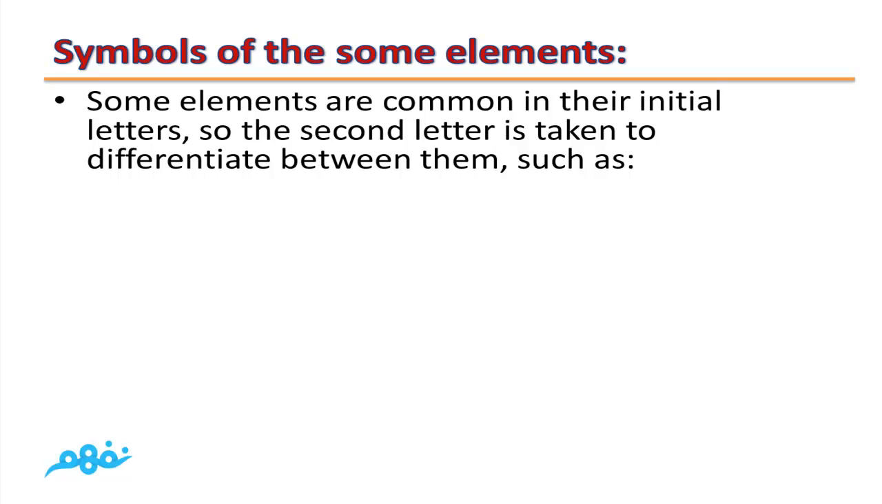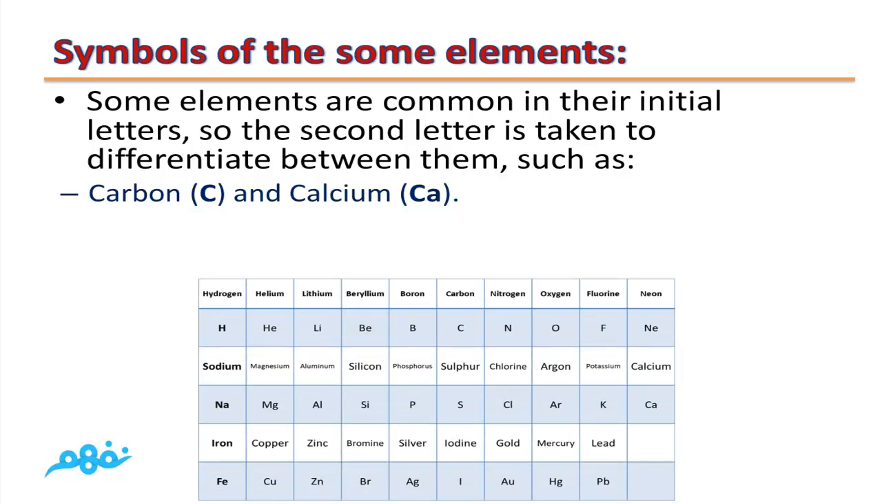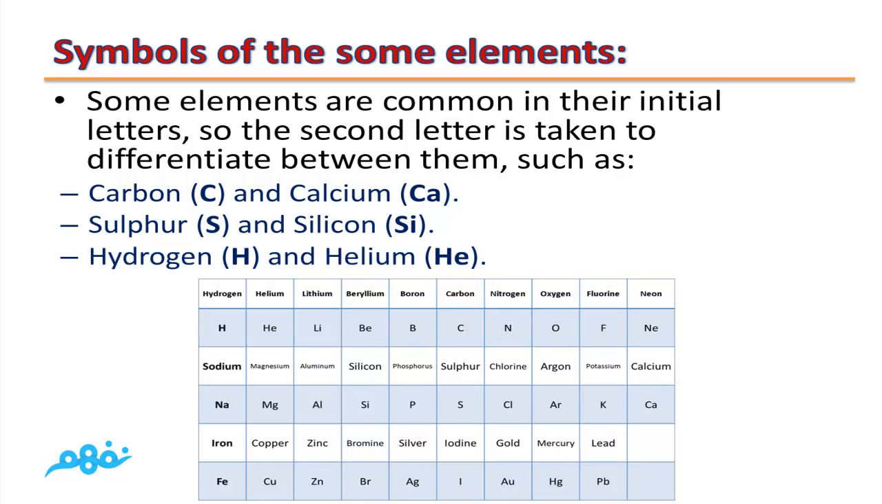Also, we note that some elements share their initial letters, so the second letter is taken to differentiate between them, such as carbon and calcium. Both of them start with C, so we take C for carbon and the first and second letters for calcium, Ca. Carbon and calcium, sulfur and silicon, hydrogen and helium.